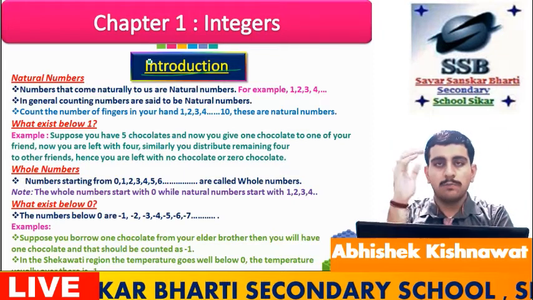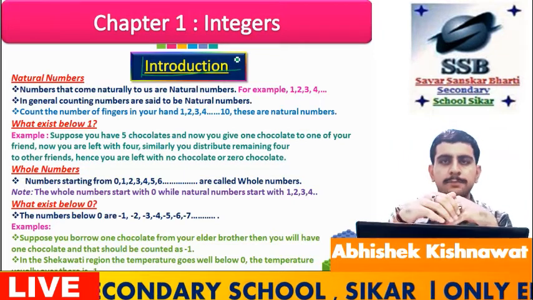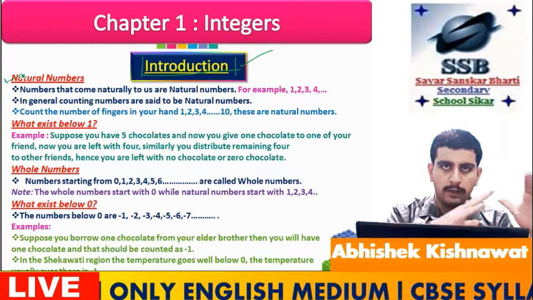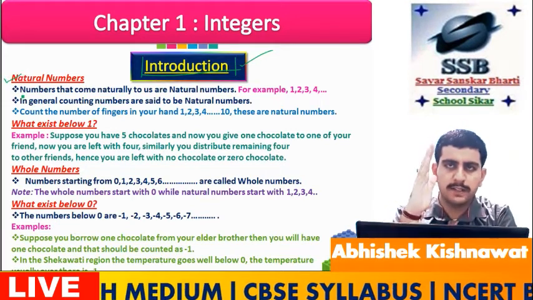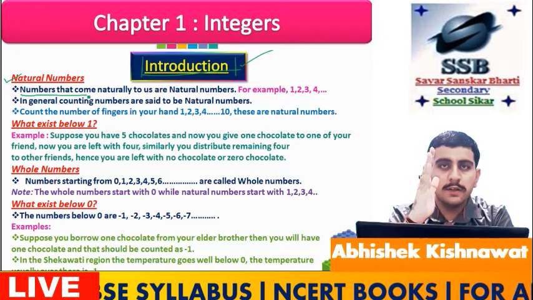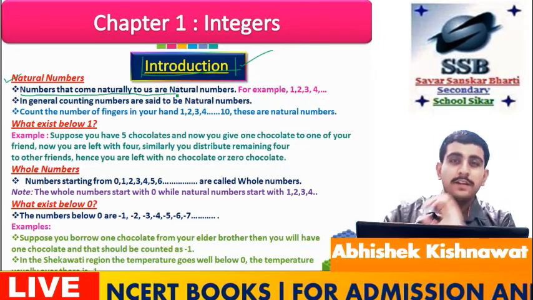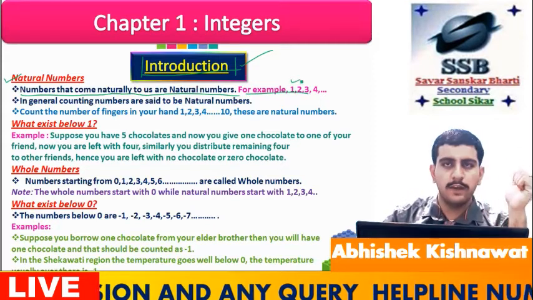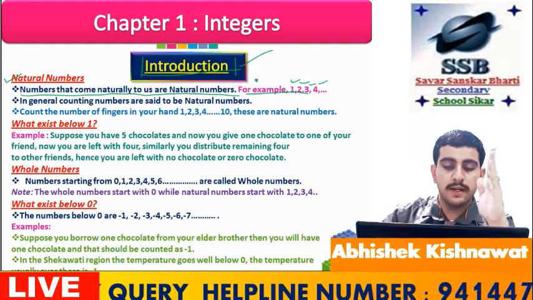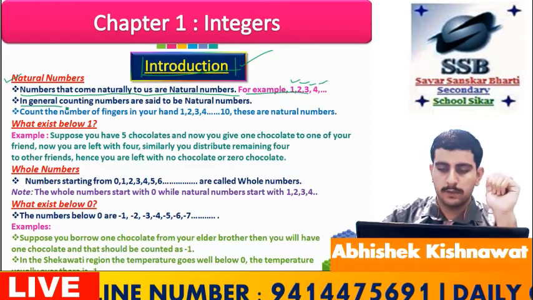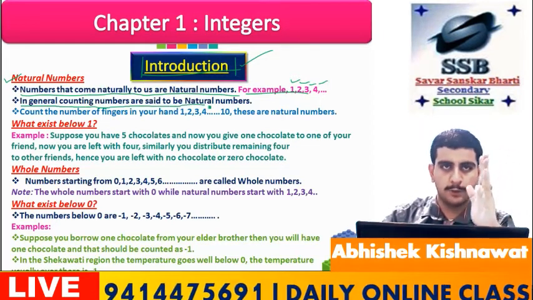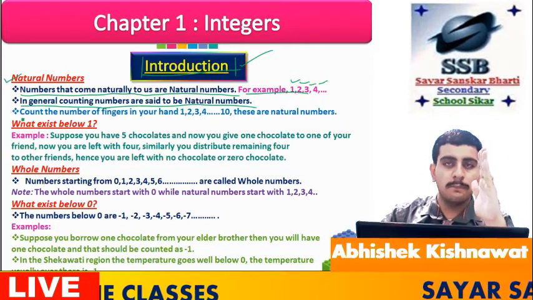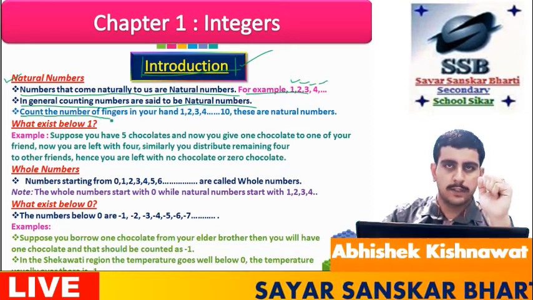Introduction. Before starting to learn about integers, let's recall all the numbers that we have studied in our previous classes. The first one is natural numbers. Now, what are natural numbers? We all know the counting numbers are said to be natural numbers. Numbers that come naturally to us are natural numbers. For example, 1, 2, 3, 4 and so on. In general, counting numbers are said to be natural numbers.